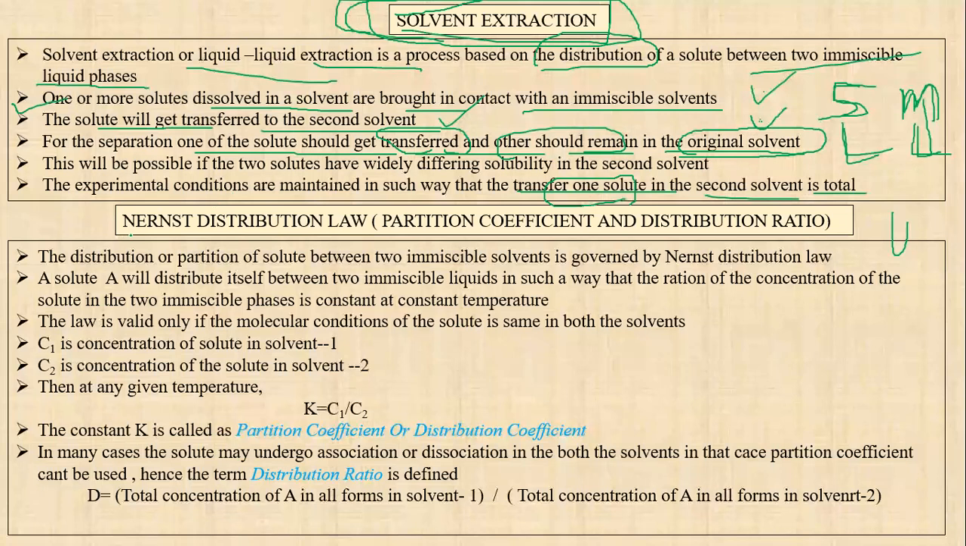Now look here: separation takes place on the basis of Nernst distribution law. Okay, so partition coefficient and distribution ratio are very important concepts. Over here, the distribution or partition of the solute between two immiscible solvents is governed by, or works on the basis of, Nernst distribution law.